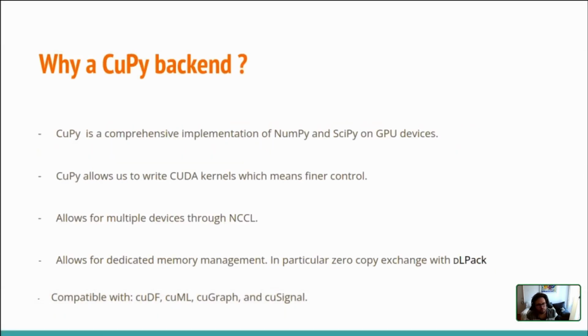So why CuPy backend? CuPy is a comprehensive implementation of NumPy and SciPy on GPU devices. It implements most of the functionalities that are already there in NumPy and SciPy at GPU. CuPy allows us to write the kernels directly, which means we have finer control, and it means that we get better performance. It allows for multiple devices through the NCCL protocol.